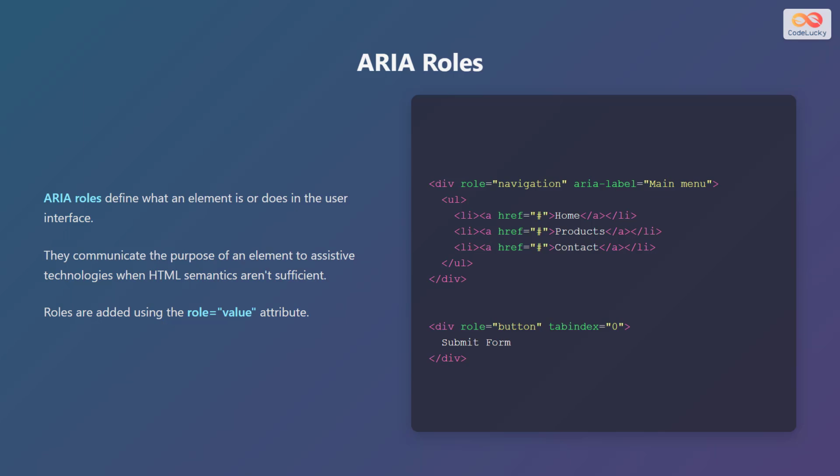Let's talk about ARIA roles. ARIA roles define what an element is or does in the user interface. They communicate the purpose of an element to assistive technologies when HTML semantics aren't sufficient. Roles are added using the role attribute with a specific value. For example, you might use the role navigation to indicate a navigation menu, or the role button to identify a clickable element.